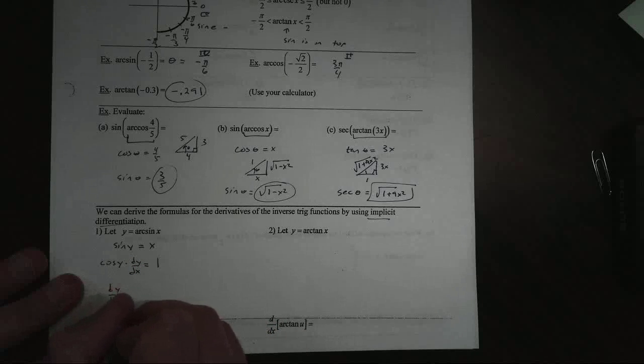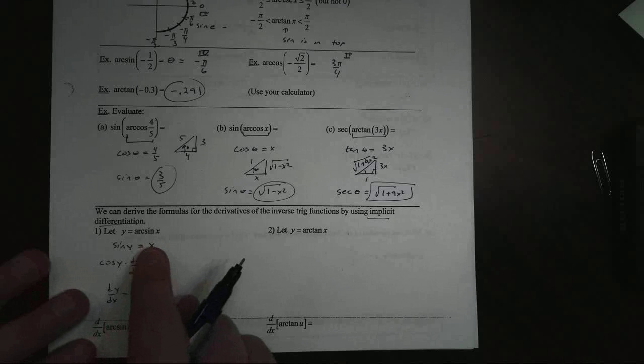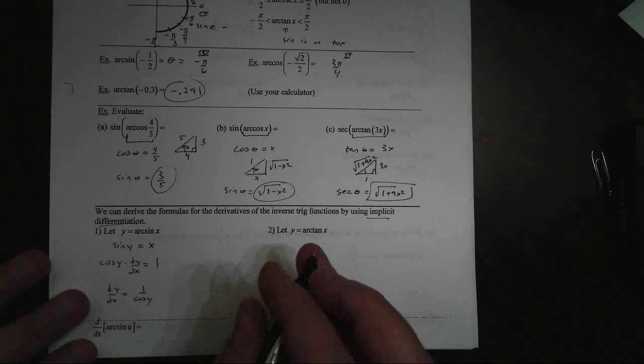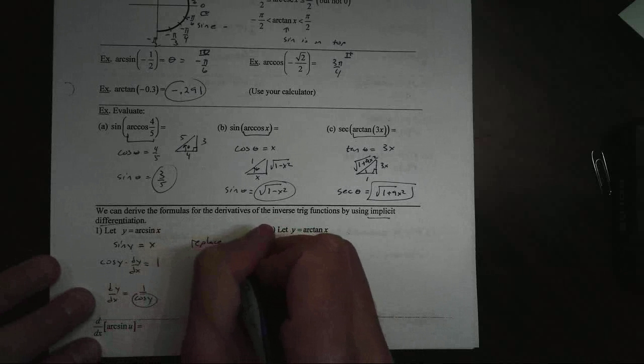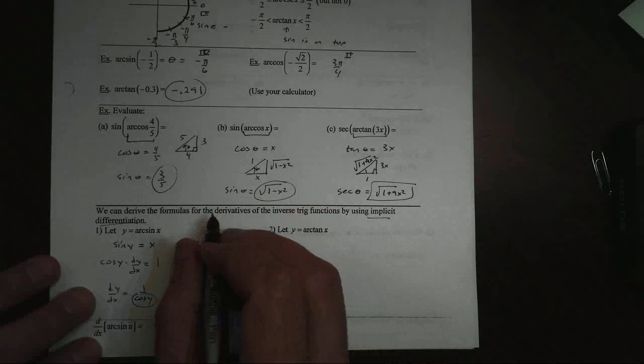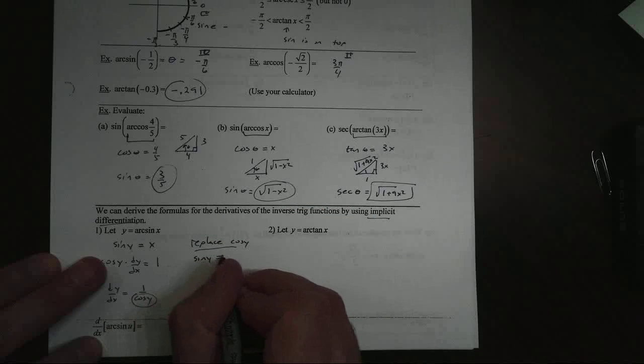Solve for dy/dx, we get 1 over the cosine of y. Now that's my derivative, but I want to put it in terms of x. Remember that we're not in terms of y, we're in terms of x. So I have to replace cosine of y. I can use this right here to do that. We know that the sine of y equals x.